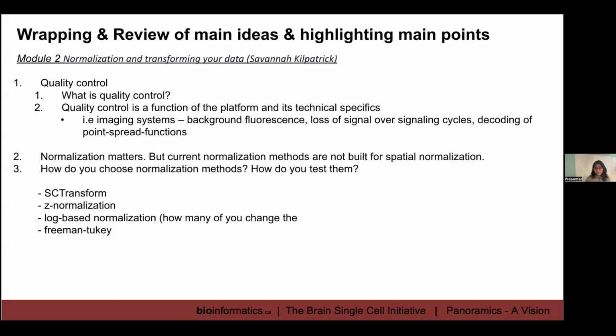In many imaging experiments that I've analyzed, I don't go through log normalization. I simply filter and then do a Z normalization. So you can try different varieties of it. You can try SCTransform, which is very computationally intensive. You can do Z normalization, and you can also try Freeman-Tukey. And there's no rule saying that you cannot do a simple Z normalization.